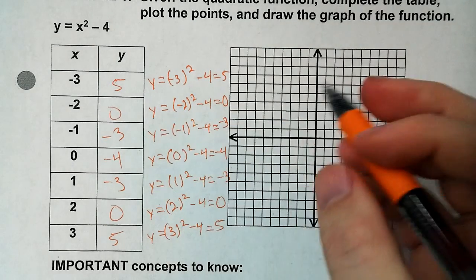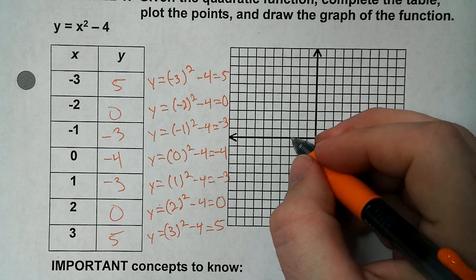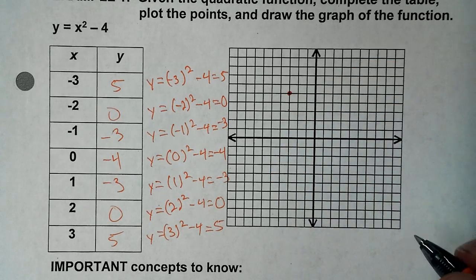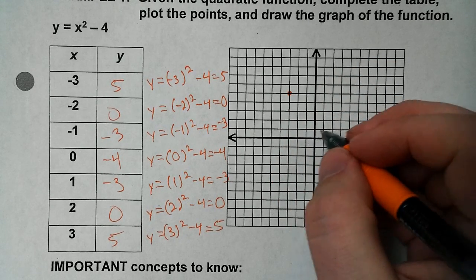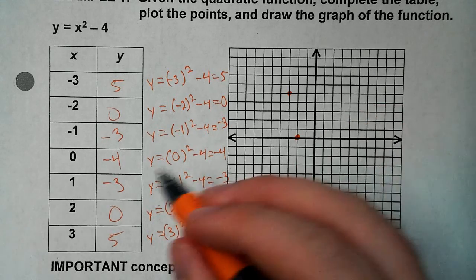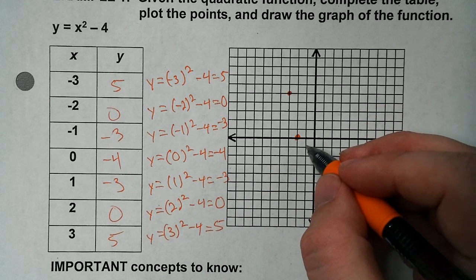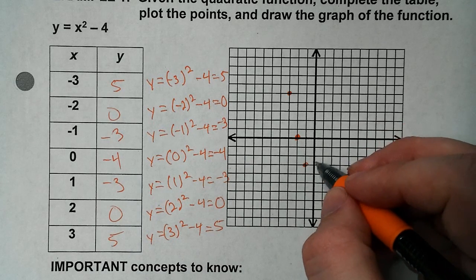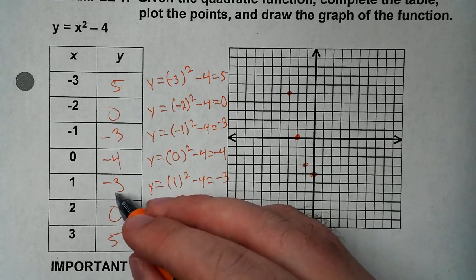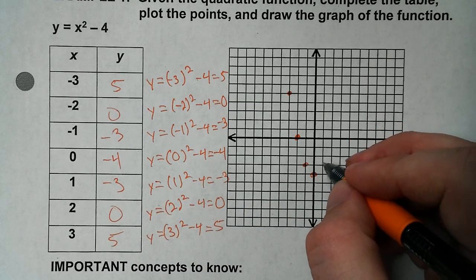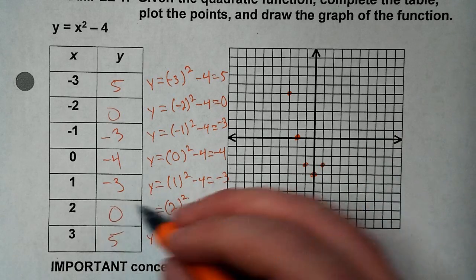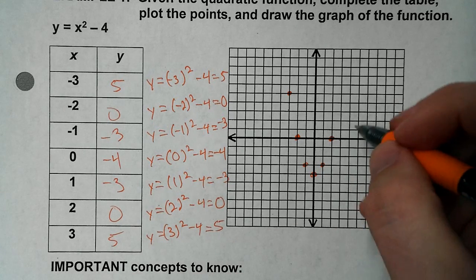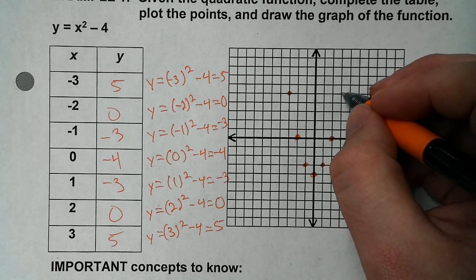So let's go ahead and graph this. Let's get -3, 5: over -3, up positive 1, 2, 3, 4, 5. -2, 0: over -2, up 0. -1, -3: over -1, down 3. 0, -4: down 1, 2, 3, 4. 1, -3: over 1, down 3. 2, 0: over 2, up and down 0. And then 3, 5: over 3, up 1, 2, 3, 4, 5.